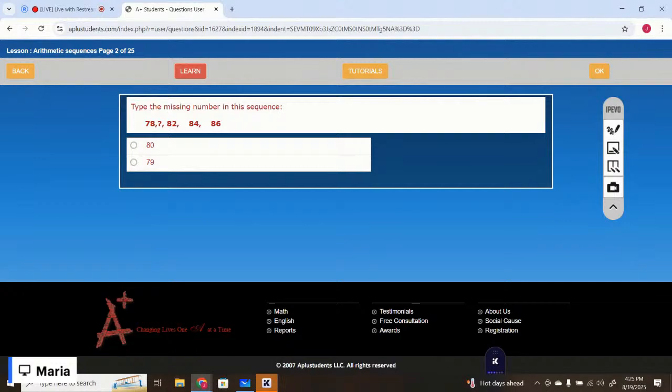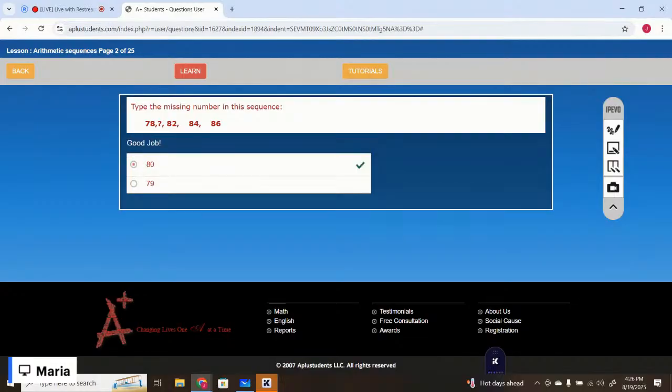78, the missing number, 82, 84, and 86. So which number is missing? The pattern is increasing, sorry. You need to add 2, so 80, and 88 is the next one. Option number 1 is the correct option.